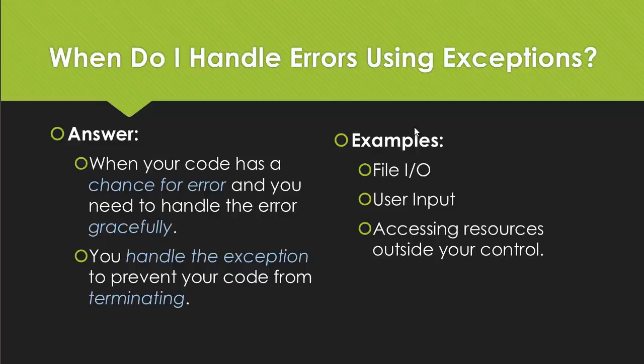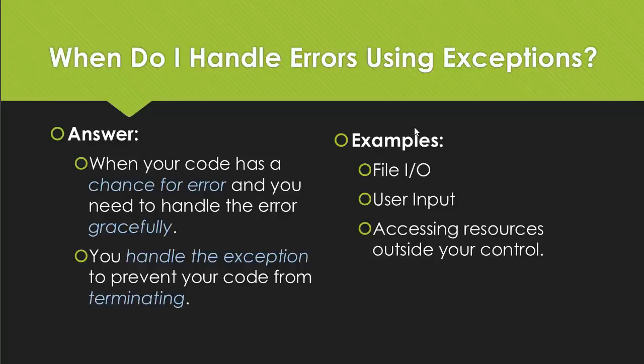So you might be asking yourself at this point, when should I handle errors using exceptions? And the answer is pretty clear. When your code has a chance of causing an error and you need to handle that error gracefully, that is, you do not want your program to terminate, you should probably use a try-catch block. When you handle the exception, you will prevent your code from terminating, and you could usually do things like try to clear the exception, try and clear the code out that caused the exception. You probably want to log the exception so that you know these types of errors are happening in your code, either by printing them to the console or writing them to a file.